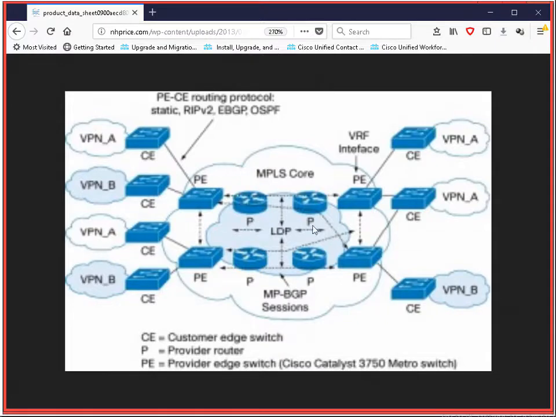So here's essentially how a layer 3 MPLS VPN works. I have VPN A over here, VPN A over on the right. Obviously my goal in this case is to be able to have network layer reachability between those locations. I want to be able to route from this network over to this network and vice versa without using static routes. So I'm going to use a dynamic routing protocol.